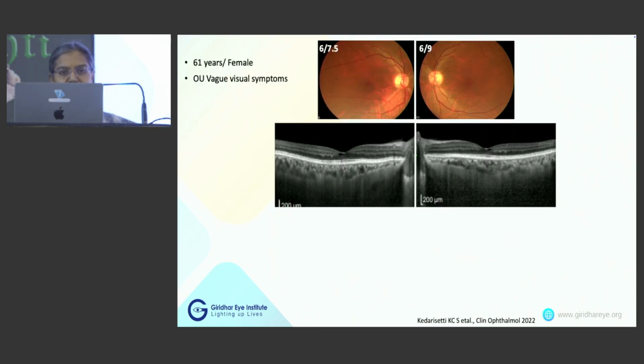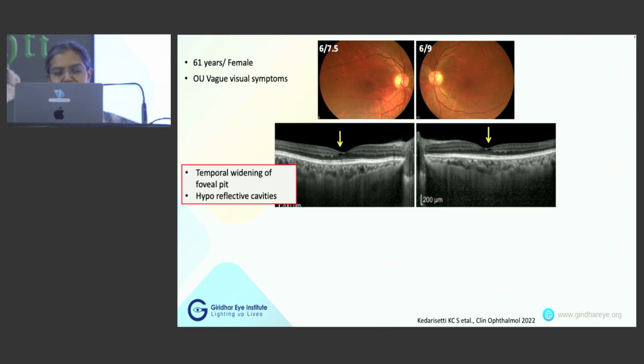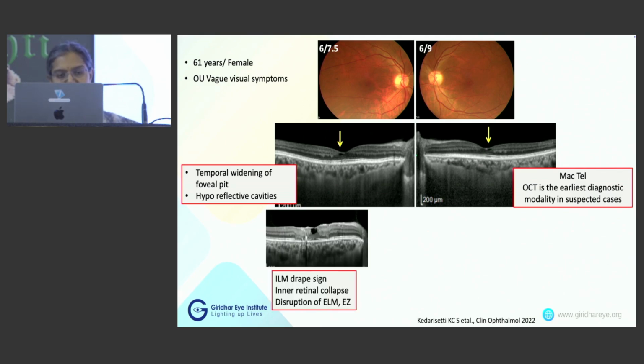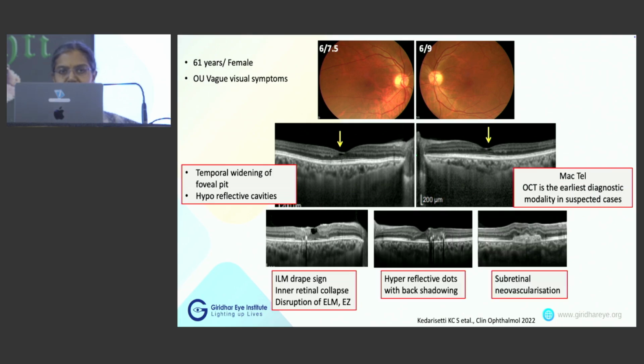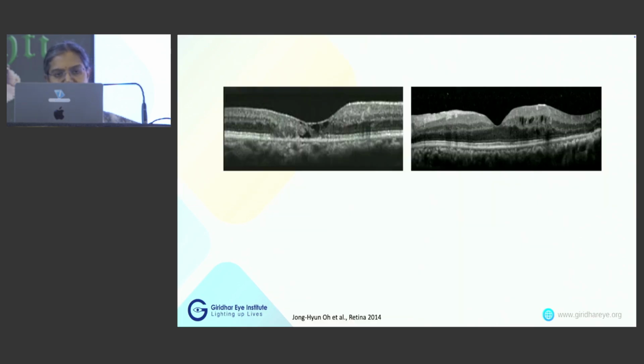This is an elderly lady with vague visual symptoms, but it is only because of the OCT that we could pick up the hyporeflective cavity and a temporal whitening, which is diagnostic of MacTel. In fact, OCT is one of the earliest diagnostic modalities. It also reveals other very characteristic signs of MacTel like the Draves sign, inner retinal collapse, and hyperreflective dots with shadowing, and can even pick up the neovascularization, which is the only indication for intervention in MacTel.